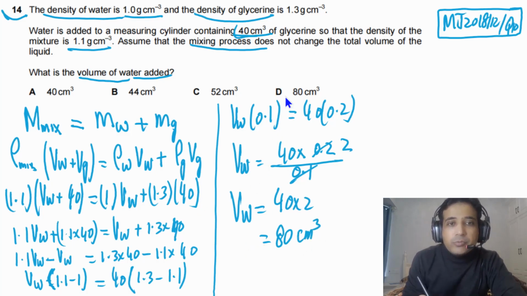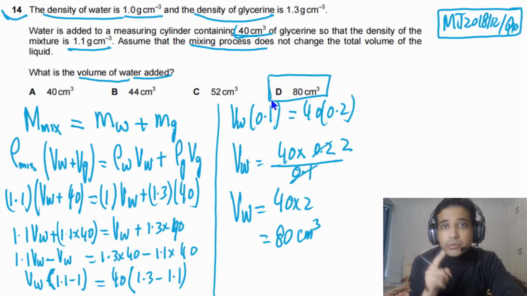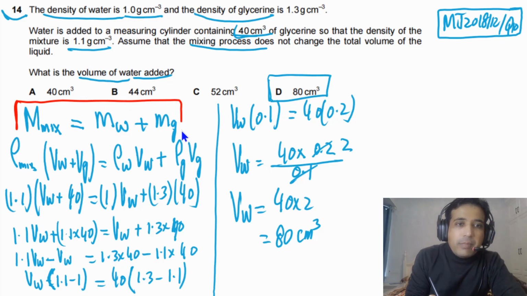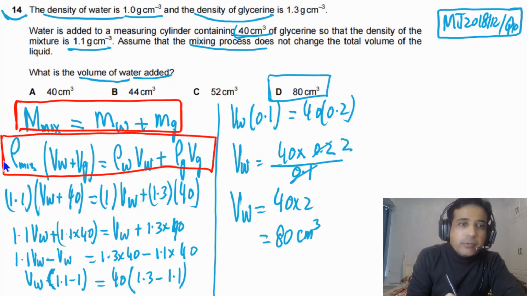So this is how you can approach any question of the same type about mixtures. You can use this technique, and the best way is to start with the mass, and then you can go to the second step and you will be able to find the answer. I hope this question is clear to you. Let's move on to the next one.